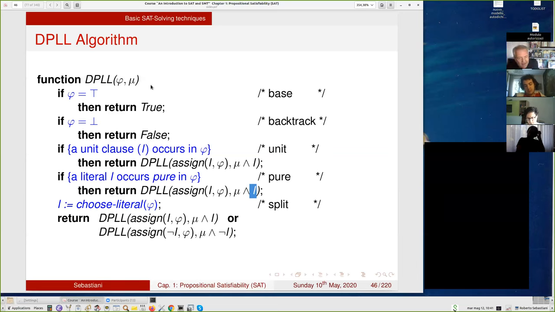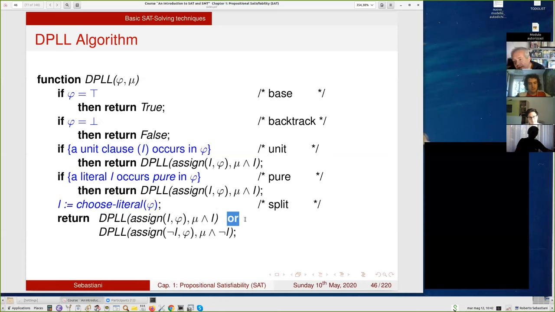At the end of the day, if no deterministic rule applies, then what you can do is choose a literal. What does it mean, choose a literal? It means choosing a variable and choosing a truth value for it. This is a non-deterministic step, and you can use whatever heuristic you like. Once you have decided the literal, you first try to assign L to true, meaning you assign L to true inside the formula, add L to the truth assignment, and invoke DPLL recursively. If this recursive call returns true, then the branch has led you to a satisfying assignment, and you can return true.